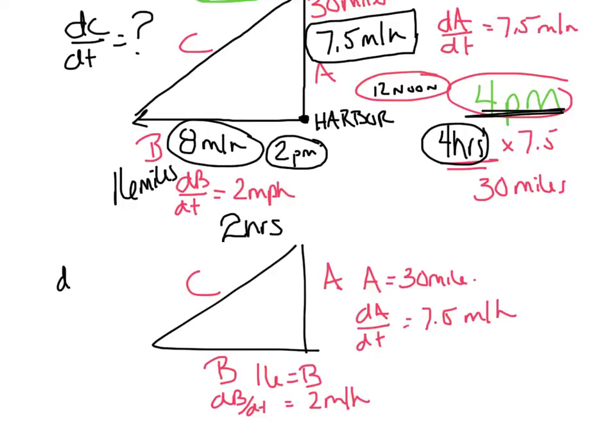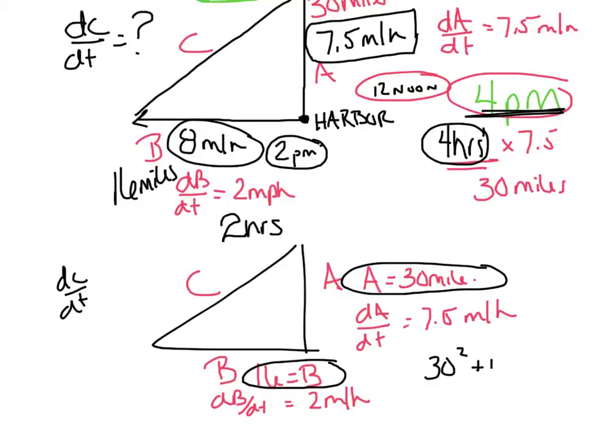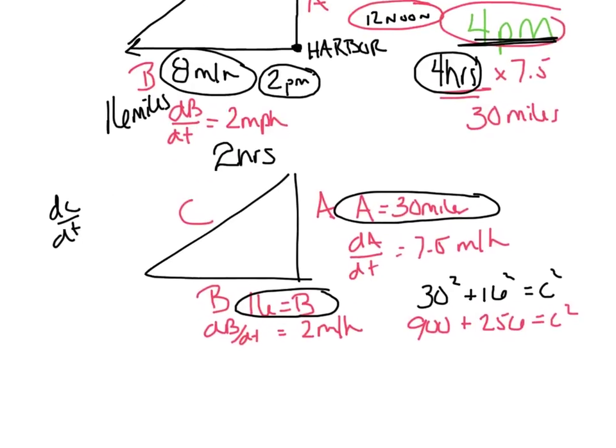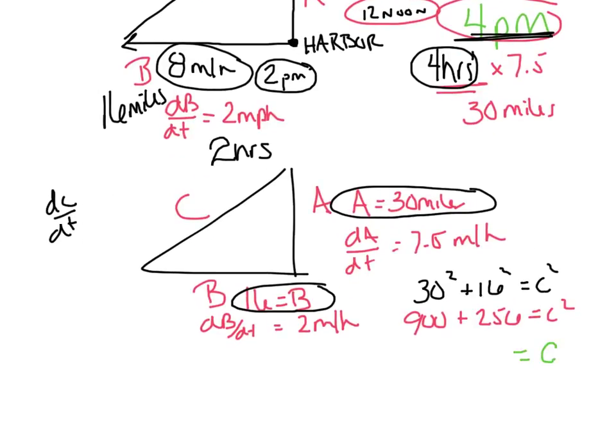And the question is, we were looking for dC/dt, and now we can easily figure out what side C is. We know A is 30, we know B is 16, so we'll just calculate a little Pythagorean Theorem off to the side. 30 squared plus 16 squared equals C squared. I'm going to grab my calculator, which I probably don't need for that, but I've got 900 plus 16 squared, of course, is 256, equals C squared. Therefore, C equals, if I add those together, I think that's 1156, and it's the square root of that. Now, that doesn't look like a perfect square to me, so I'm just going to say C equals the square root of 1156.